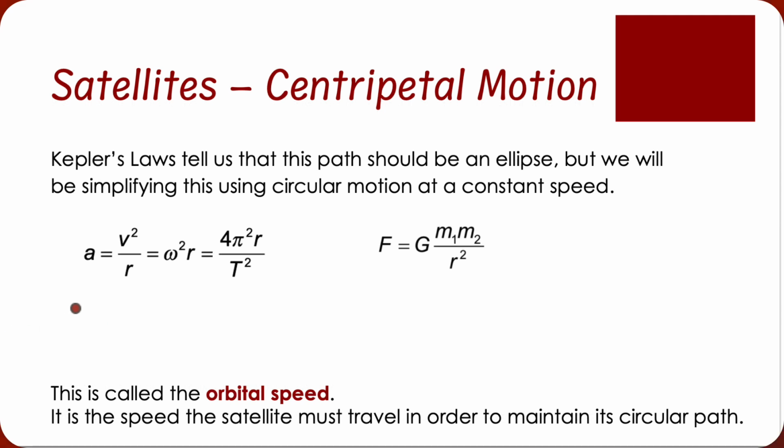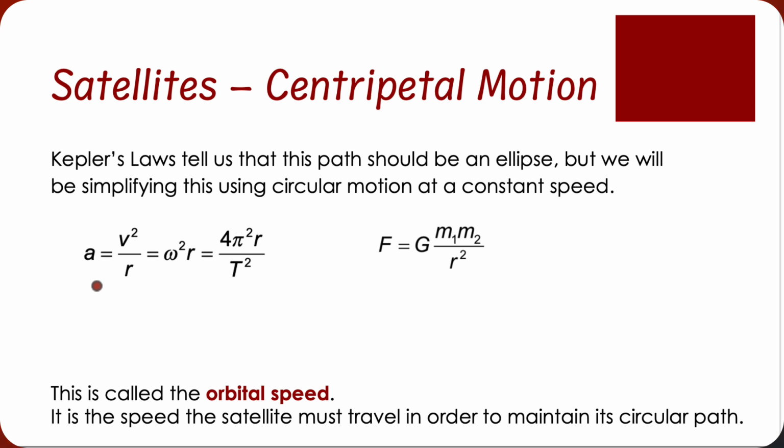Okay, so here we go. I have the equations here from our data booklet about centripetal motion. So remember, centripetal motion is caused by a net force towards the center of a circle. And it's not a force of its own, but something else has to cause it. And in this case, we're going to have the force due to gravity causing that centripetal motion.